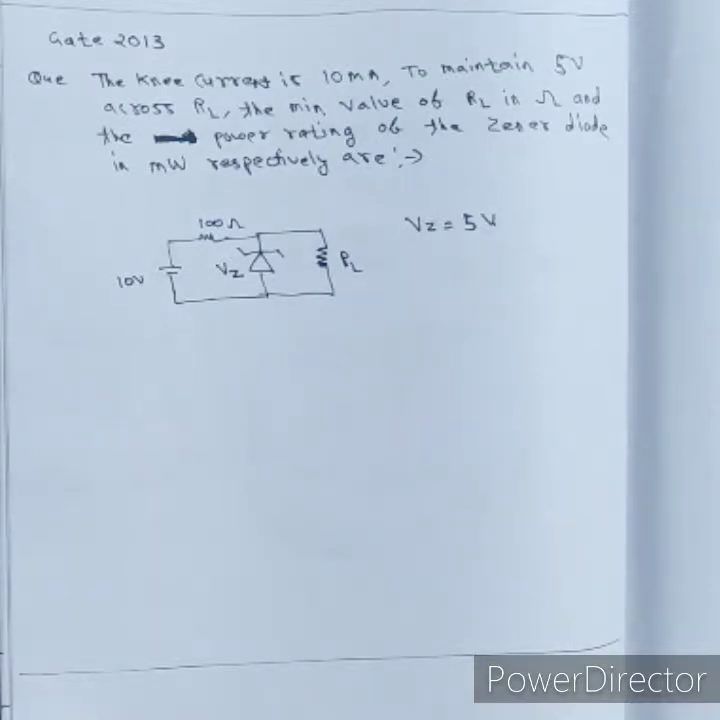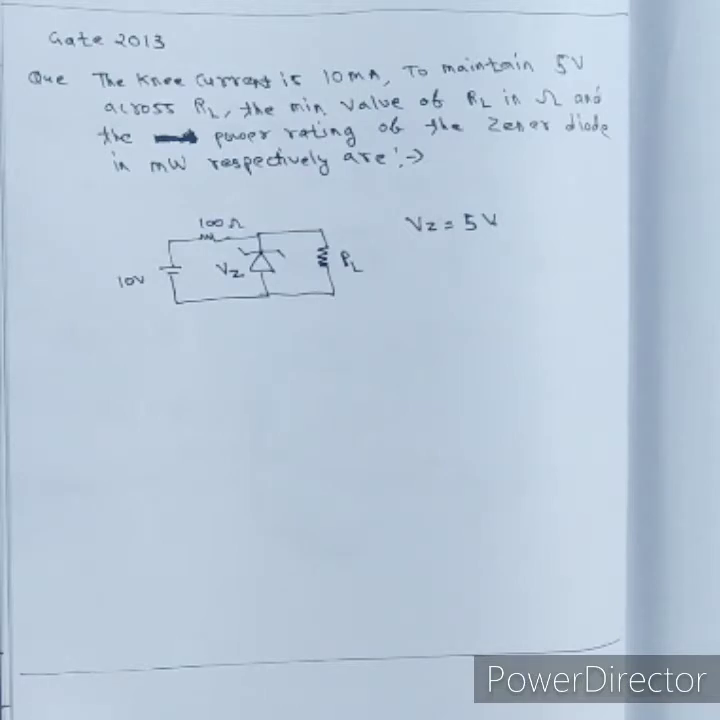Hello friends, today we will solve a GATE question which came in the year 2013, conducted by IIT Bombay. This is a very good question to understand the concept of Zener diode or voltage regulator. So the question is given in the diagram.